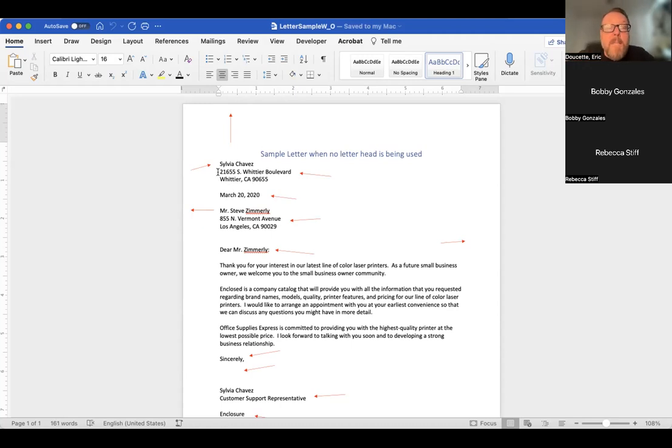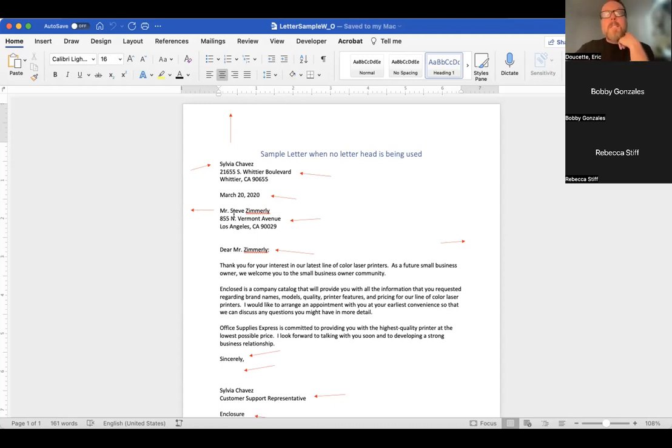You don't need a space between the return address and the date, but you do need a space between the date and the next address block. And what address block is that? I'm sure you're going to tell me, Rebecca. What is it? The recipient. The recipient, yeah, or what we call the inside address. So it's the person that's getting the letter that works within the company.